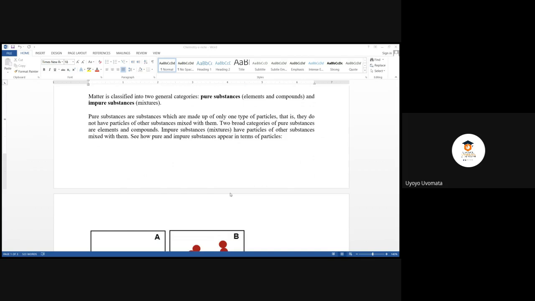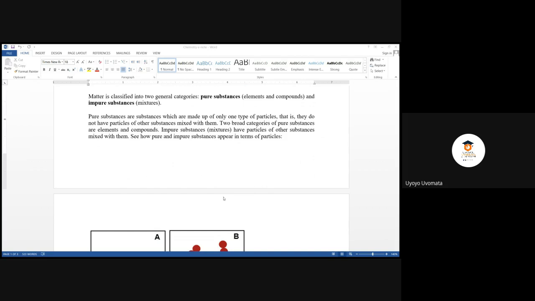If it is a compound, then compound is made up of molecules. Molecules are combination of two or more atoms. Now, if it is a compound, then it is made of one type of molecule. That is what it means. So we're going to see some pictures, some images to communicate that idea more. And then what about impure substances called mixtures? They have particles of other substances mixed with them. That is why they are impure substances.